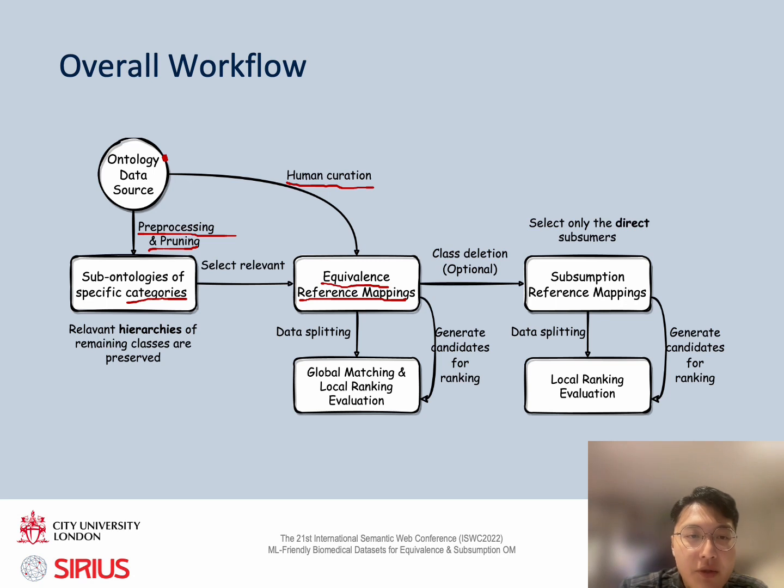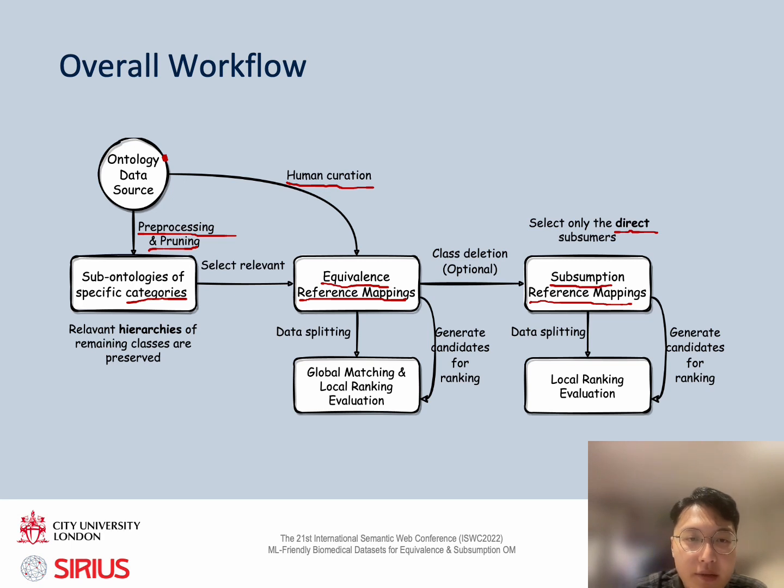So with the equivalence reference mappings, we can infer subsumption reference mappings. And note that we only select direct subsumers because they are the most challenging and they are related to the application of concept insertion. So when we want to place a new concept into an ontology, we need to find the most relevant or the direct parent.